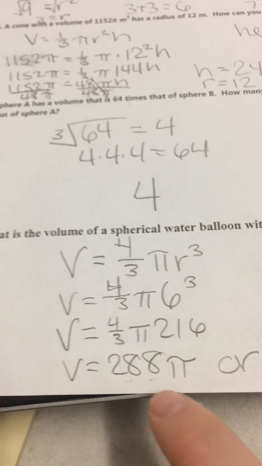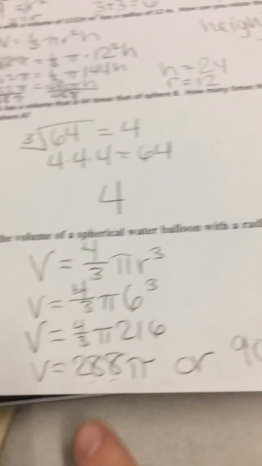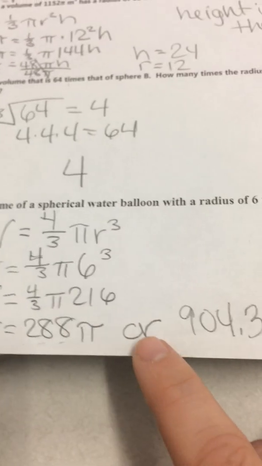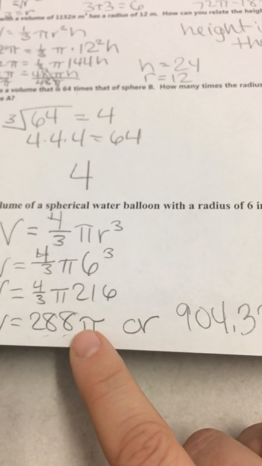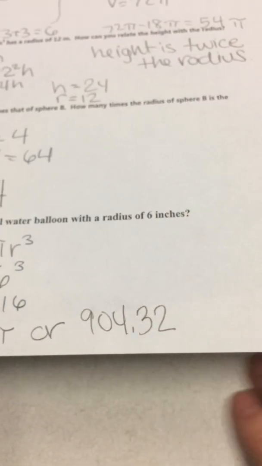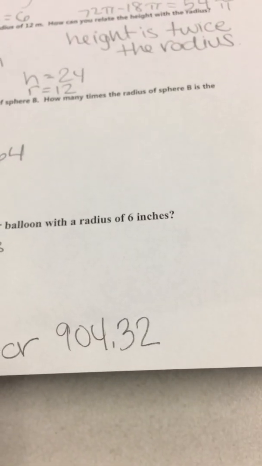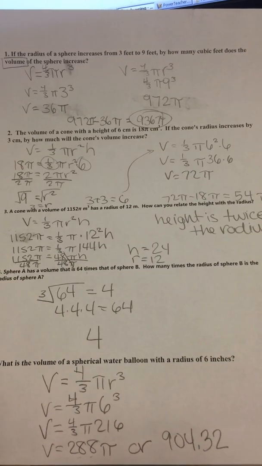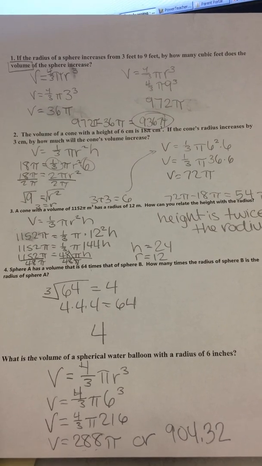So again, you can bring down your pi symbol. The volume would equal 288 pi inches cubed, because it's volume, inches cubed. Or if they don't have the pi symbol and you had to write it out, you just take 288 times, remember pi stands for 3.14, so 288 times 3.14, and you get 904.32 inches cubed.